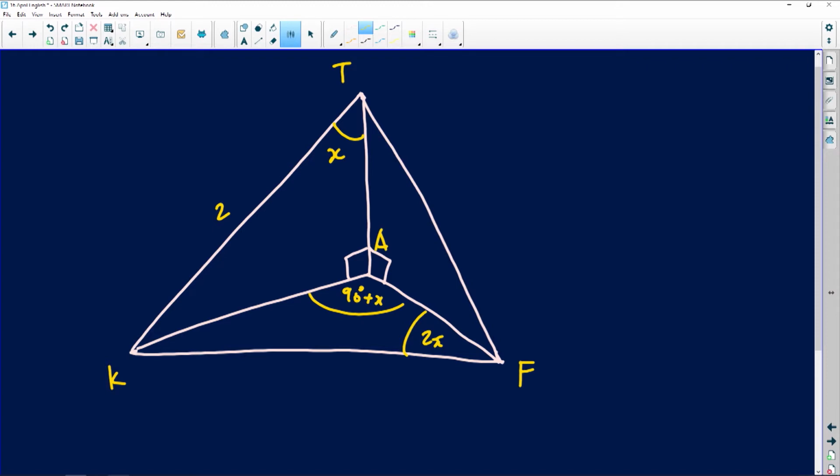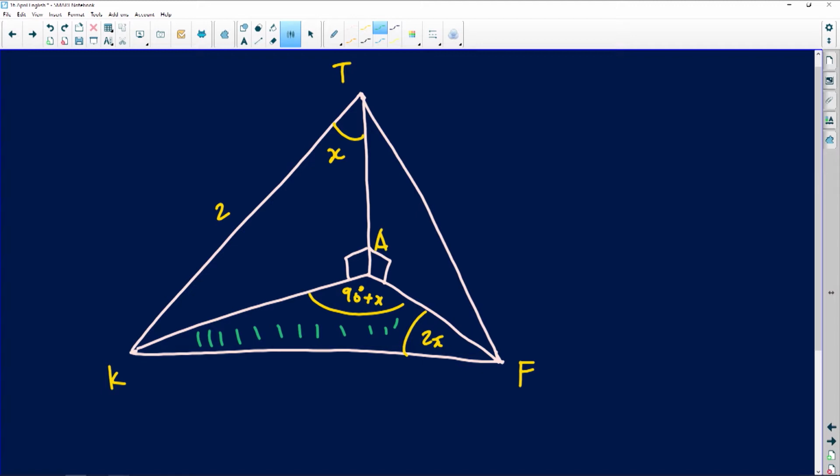We've got a diagram that has a couple of points, and you will notice that on the horizontal plane we've got this lovely triangle here, which is triangle AKF. That's the triangle that we have. On that triangle, we've got 2 angles that are given. Angle F happens to be 2x, and the angle at point A, which is the foot of a pole AT, is 90 degrees plus x.